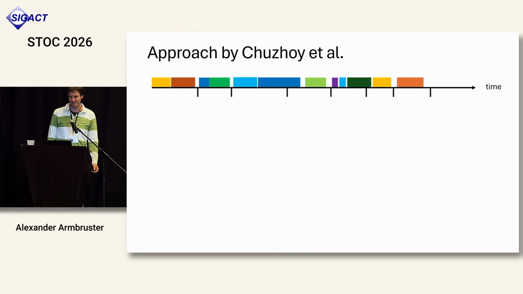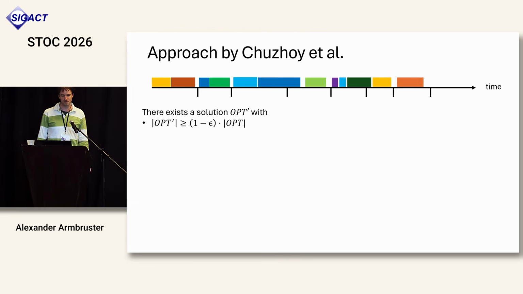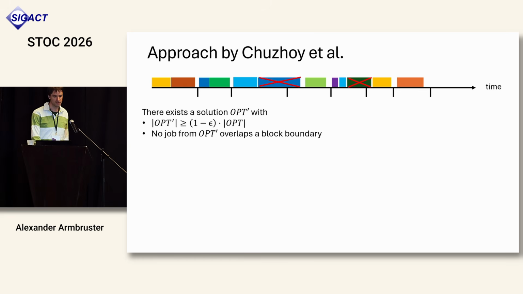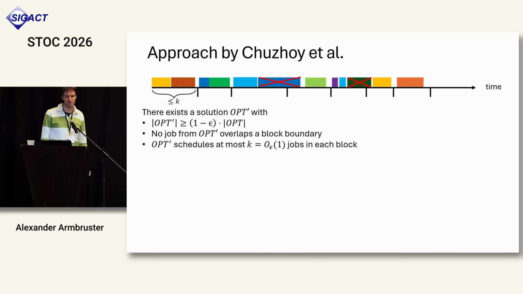And this decomposition has very nice properties. So there is a near-optimal solution OPT prime, so scheduling almost as many jobs as OPT, such that first of all, there shouldn't be any jobs overlapping these block boundaries. So these crossed out jobs can't exist in OPT prime. And also there is an upper bound of k jobs that can be scheduled in each block. So in this example, there are at most 2 jobs in each block. And the computation of this block decomposition is non-trivial. And we also use it only as a black box, so I won't go into detail about how it works.